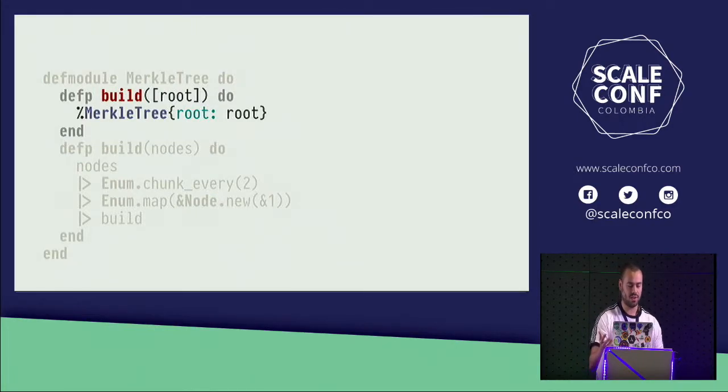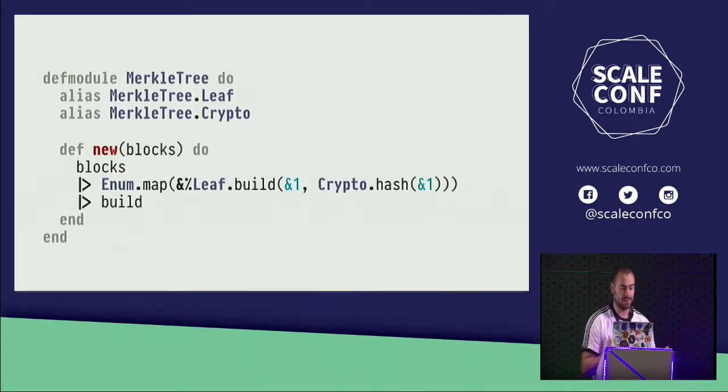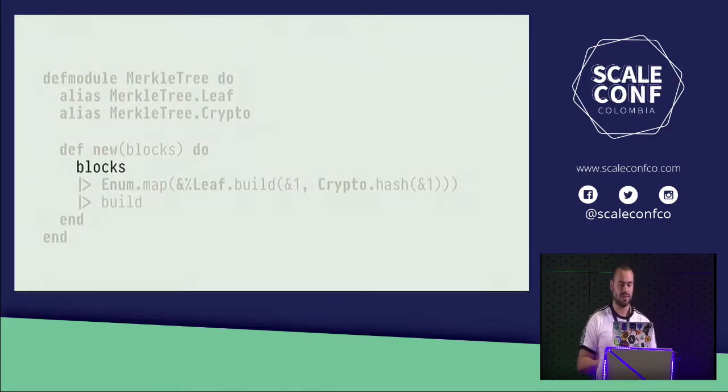We are pattern matching a single element in the list of nodes. So every time we call the build function and we pass an argument that is a list and contains a single element, this means that we reached the top of our tree. And in this case, we know the root value, and we are able to compute a Merkle tree with the proper root. So in the end, the final new function will look something like this. It will accept a list of blocks.